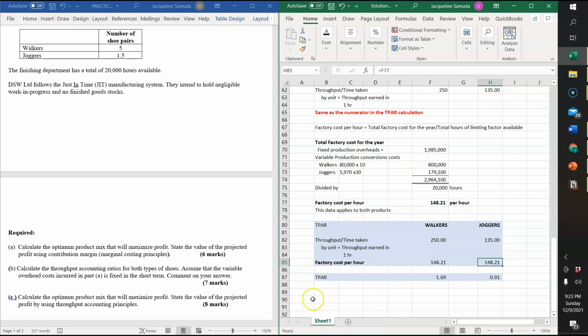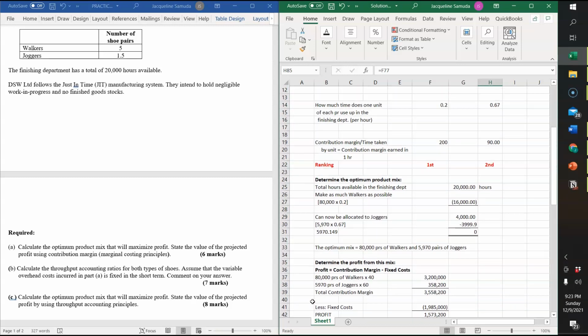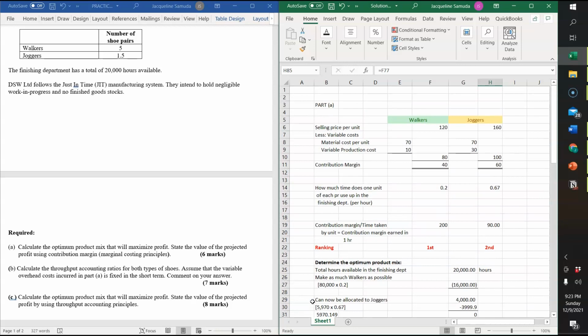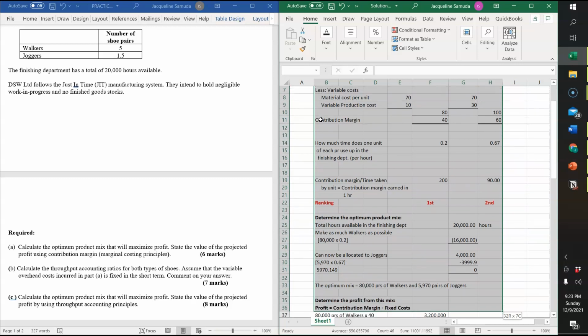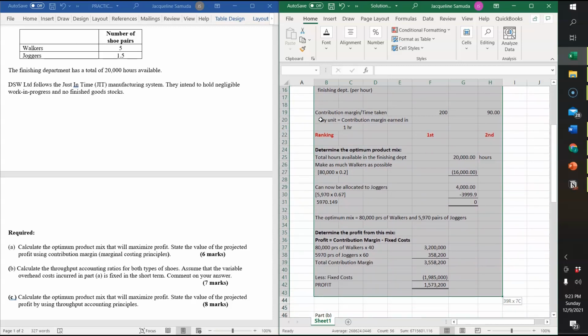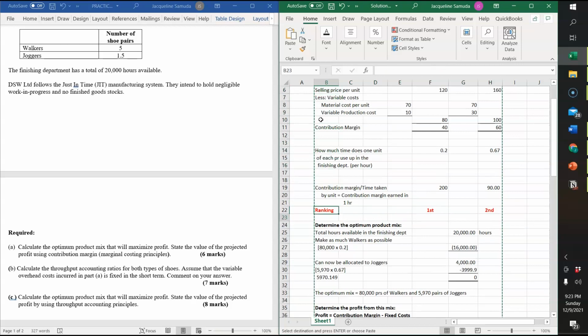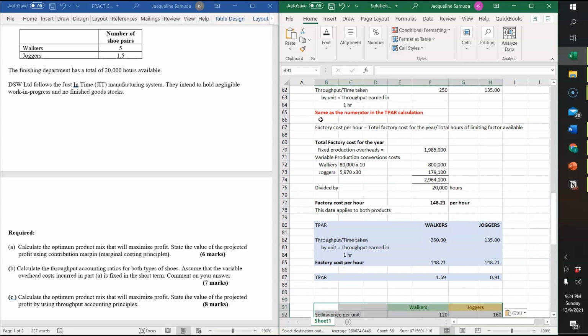Okay? Now for part C, we're going to copy all of A. We're going to copy all of A, every part of A, because it's the same calculation, except that we're going to be using throughput rather than calculating contribution margin. So I'm copying every single thing from our part A.